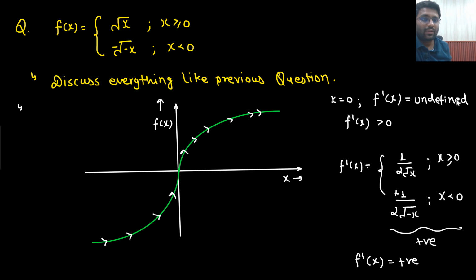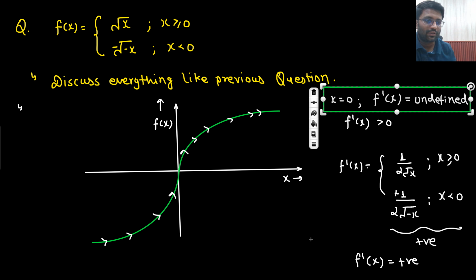In this particular question, our matter of concern is not f dash x, our matter of concern is f double dash x. So we need to comment on d2y by dx2. But this point is very important for me. I will come back to this point later on. But as of now, you just get to know that at x equals to 0, the slope is undefined, and here f dash x is always greater than 0. It is not greater than or equal to 0.